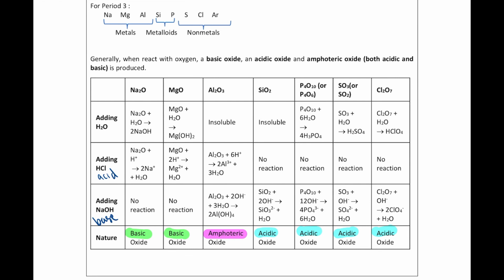Okay, so sebenarnya itu sahaja untuk acid base properties of period 3, and basically that's all for chapter 3.